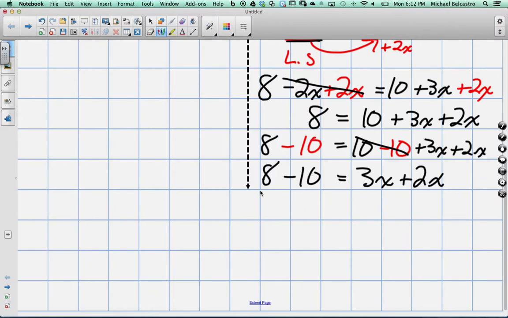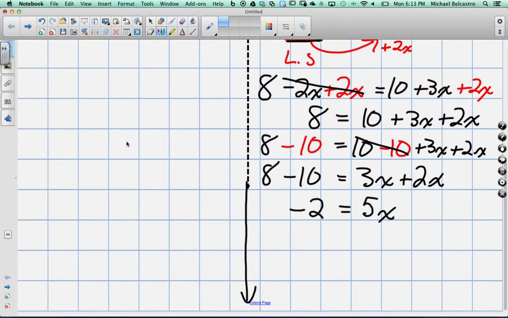Okay. These like terms are on the left, and these like terms are on the right. So now that we've separated our like terms, we can simplify them. We can collect them. So what is 8 subtract 10? Negative 2. That's right. So on the left side, we're left with negative 2. And what is 3x plus 2x? 5x. Excellent.